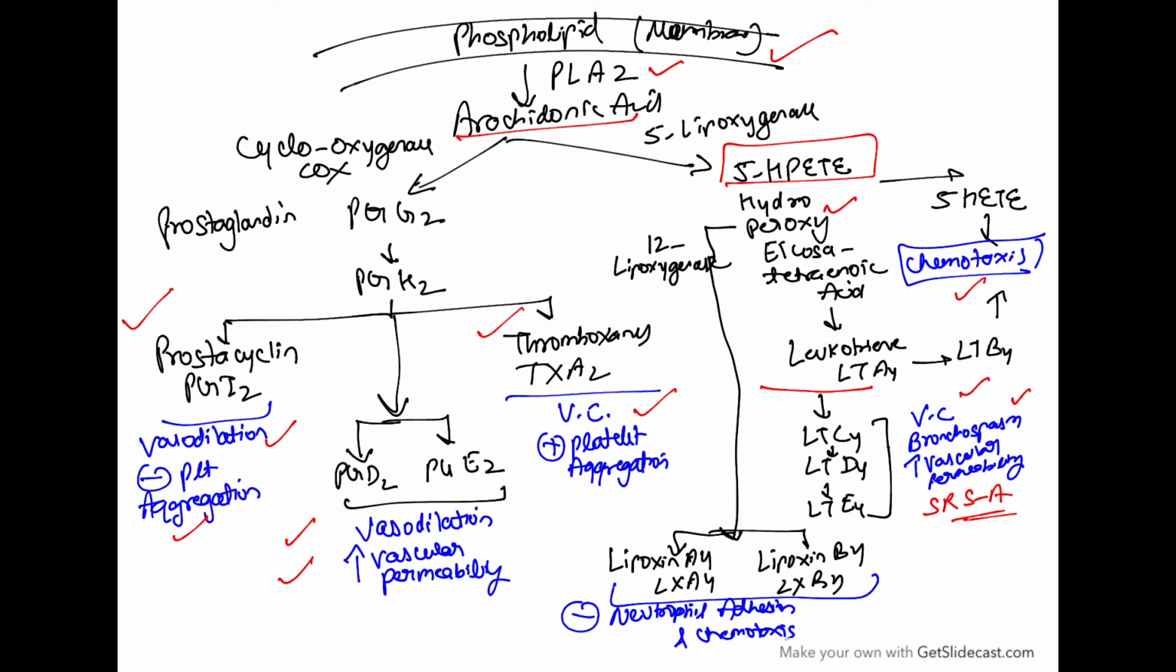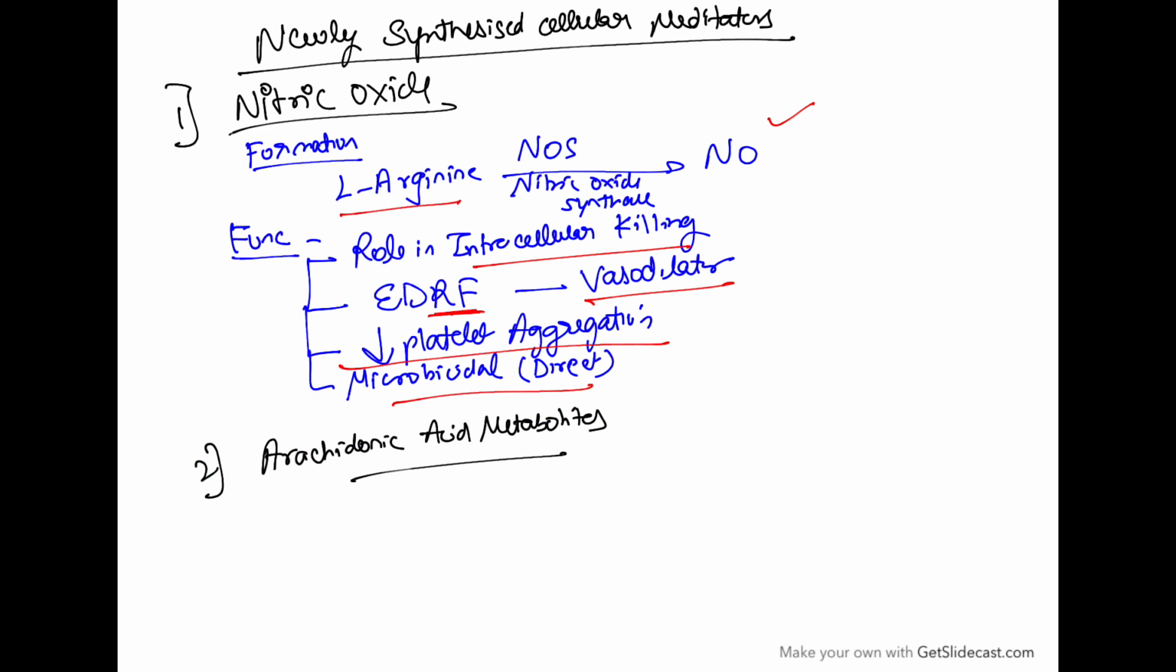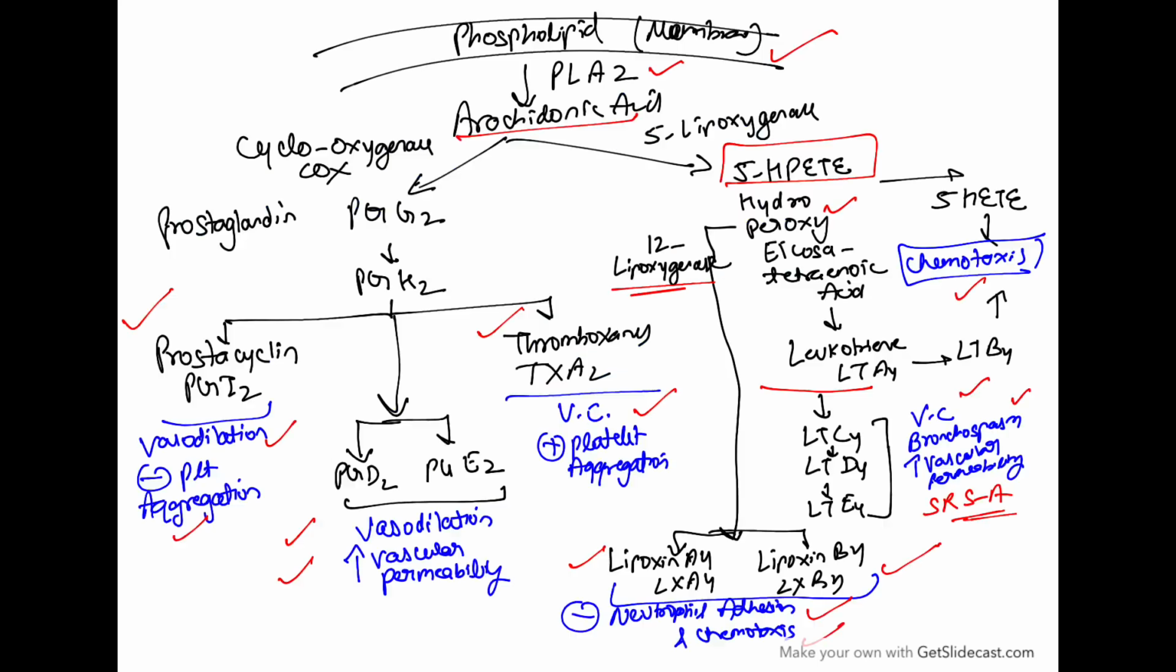Okay. There is one more pathway from HPETE in the presence of 12-lipoxygenase enzyme. It leads to lipoxin A4 or lipoxin B4. How do these lipoxin A4 and B4 act? They inhibit the neutrophil adhesion and they inhibit the chemotaxis. Okay, so I am talking about the newly synthesized cellular mediators. We have talked about nitric oxide, then arachidonic acid metabolites.